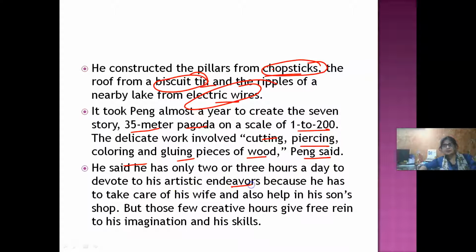Endeavors means interests, because he has to take care of his wife and also help his son's shop. But those few creative hours give free rein to his imagination and his skills. So he means to say that however much time you spend on any of your interests, that should be totally comfortable. You must be devoted to that work thoroughly.